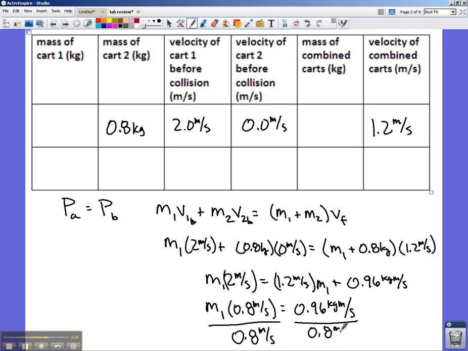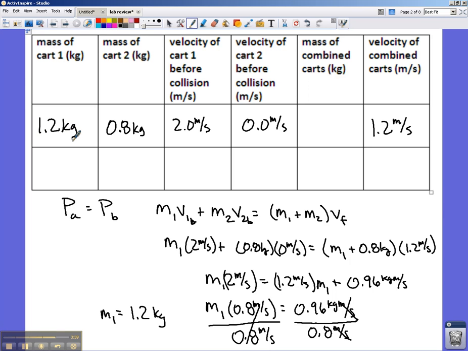0.8 meters per second cancels out there, leaving us with m1 equals 0.96 divided by 0.8, which, put it into your calculator if you can't do that in your head. I know I can't. So 0.96 divided by 0.8, and you get 1.2. The meters per second cancel, leaving you with the units you want, kilograms. So the mass of cart 1 is 1.2 kilograms.